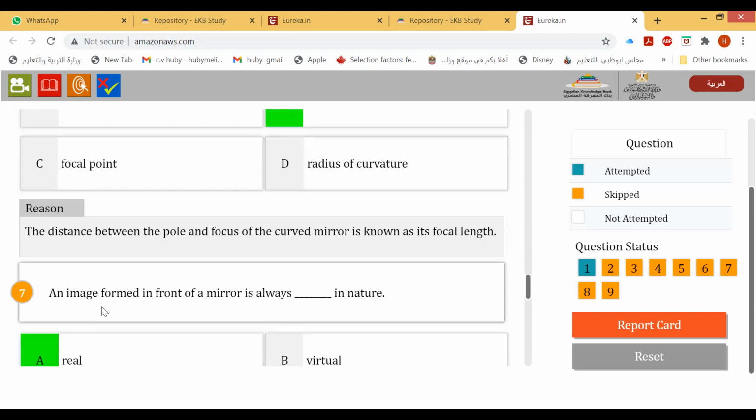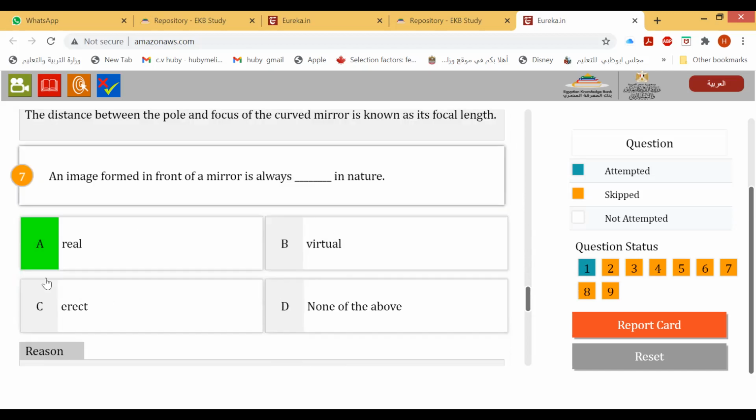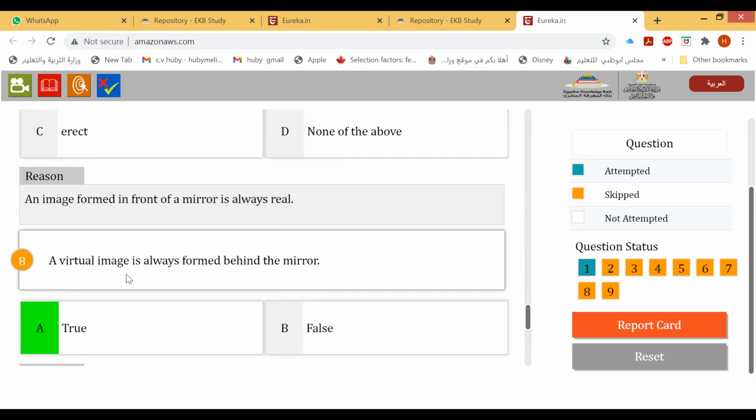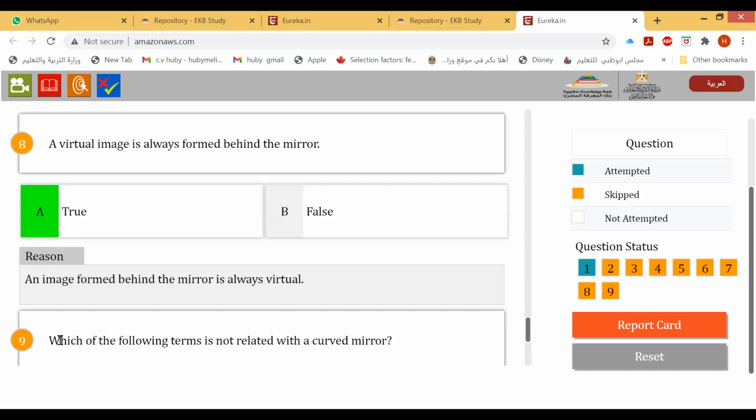An image formed in front of a mirror is always what in nature? Of course, real. In front of the mirror, it is real. Behind, it is virtual. A virtual image is always formed behind the mirror. True or false? Then let's say true.